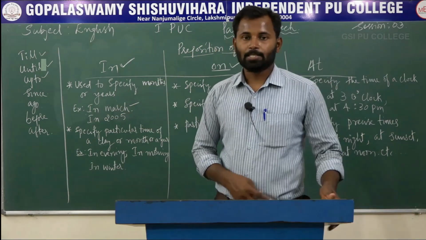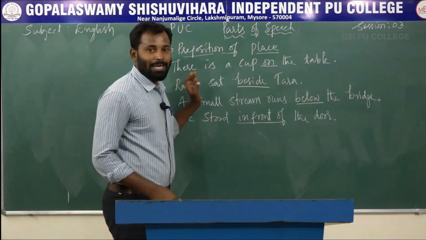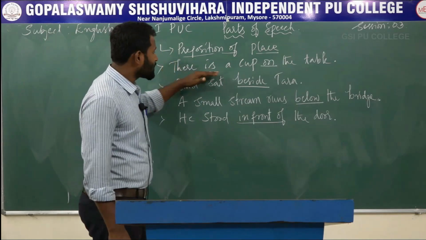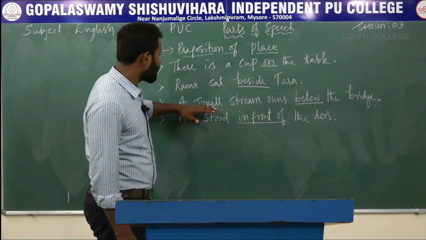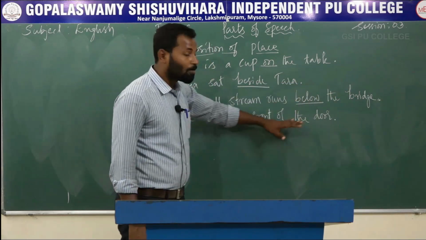Let us move on to the next type of preposition, preposition of place. So let us now see the examples for prepositions of place. First example, there is a cup on the table. Ram sat beside Tara. The next one, a small stream runs below the bridge. He stood in front of the door.